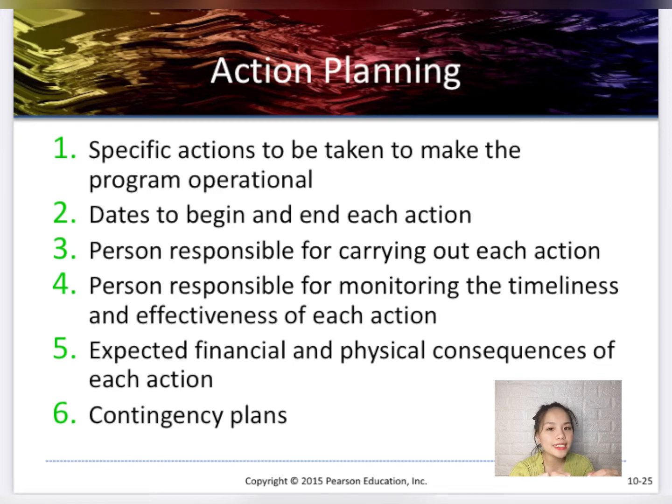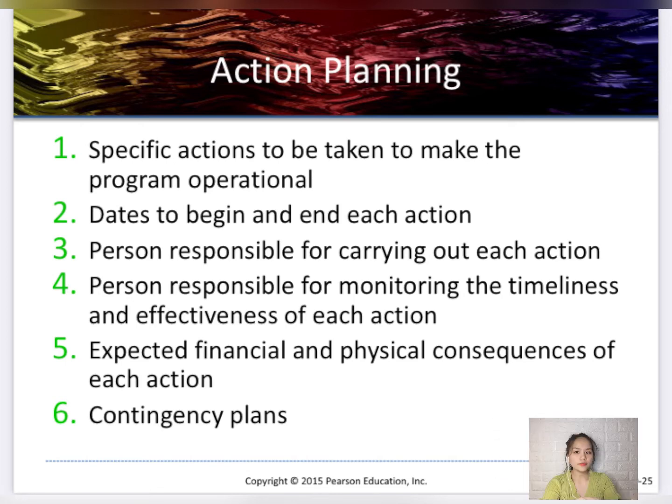And for the next, expected financial and physical consequence of each action. So, of course, these actions may have costs attached, and also you have to use yourself physically. And the next one is contingency plans. So this is a plan that is made for dealing with an emergency or with something that might possibly happen and cause problems in the future.